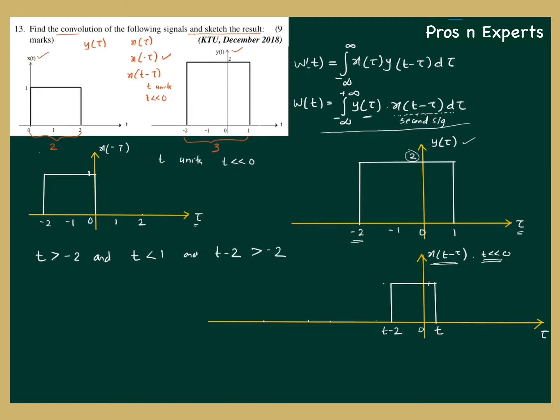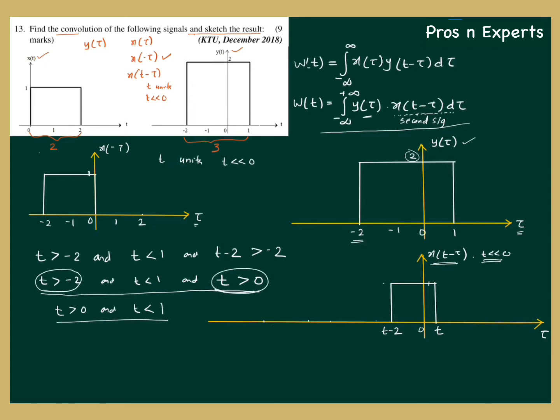What is this condition? I can write it as t greater than minus 2 and t less than 1, and t minus 2 greater than minus 2, which means t greater than 0. So if we consolidate these three together, we can say that t is greater than 0 and t is less than 1, because simultaneously t greater than minus 2 and t greater than 0 means t greater than 0 itself. So 0 less than or equal to t less than 1. This is the next condition in which we are going to evaluate the output.